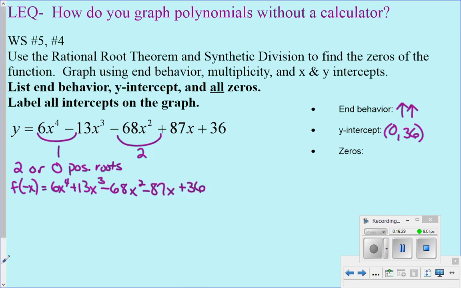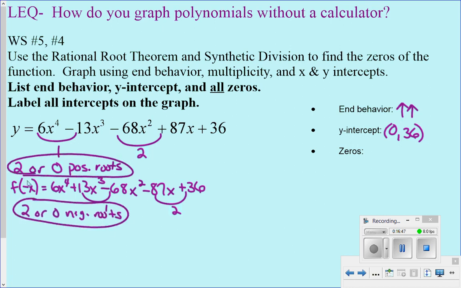So checking sign changes. Positive to positive, positive to negative is 1. Negative to negative, negative to positive is 2. So that tells us there are 2 or 0 negative roots. Okay. Next, the rational root theorem.